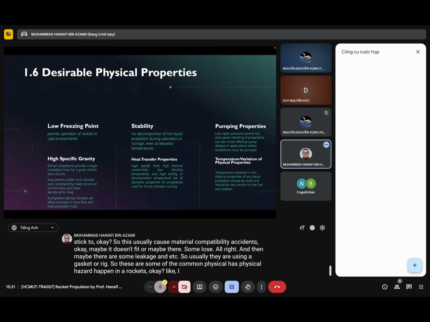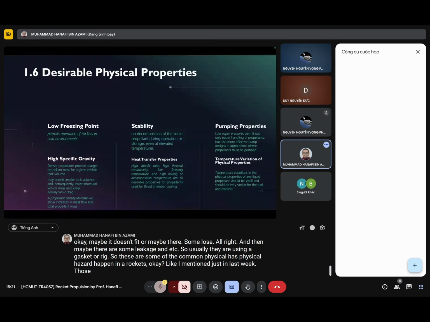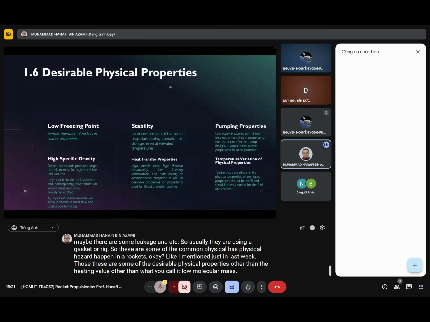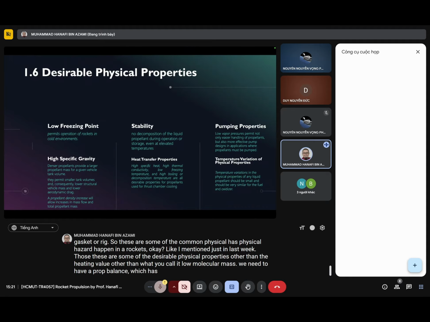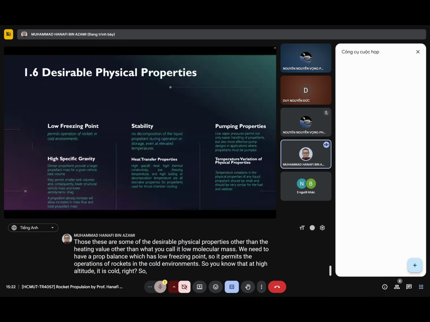Like I mentioned just last week, these are some of the desirable physical properties other than the heating value, other than the low molecular mass. We need a propellant which has a low freezing point, so it permits the operation of rockets in cold environments. You know that at high altitude it is cold, right? So when you have a low freezing point, you avoid the propellant solidifying.